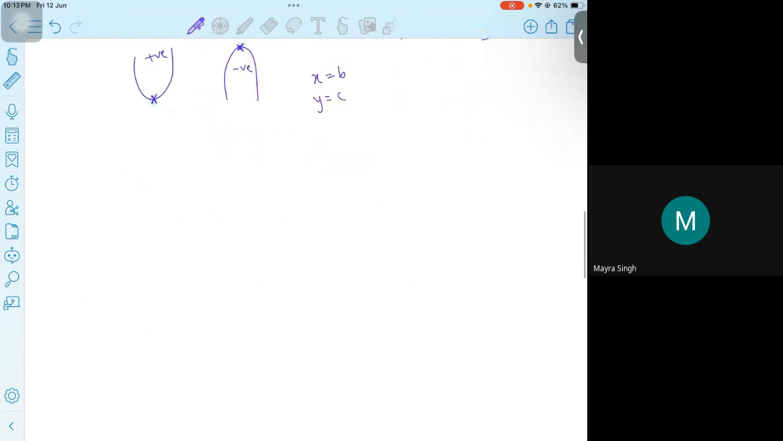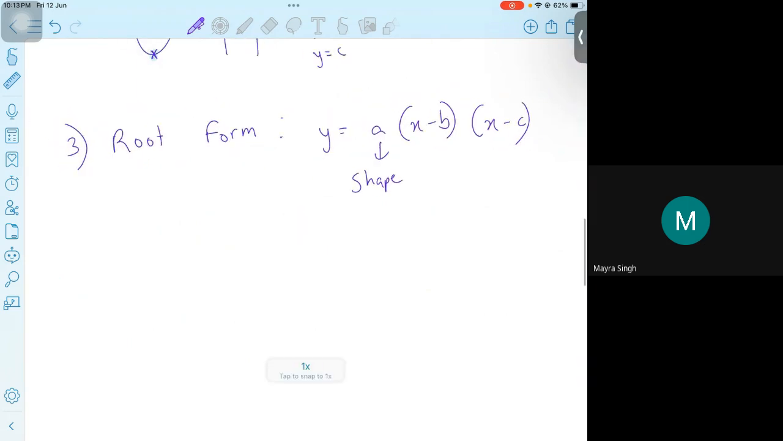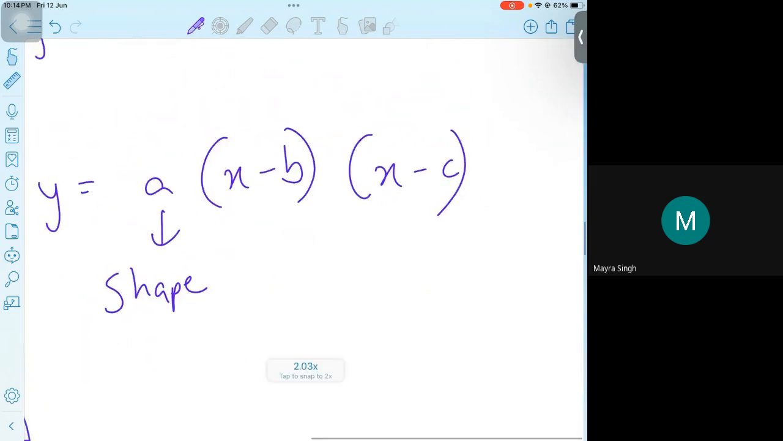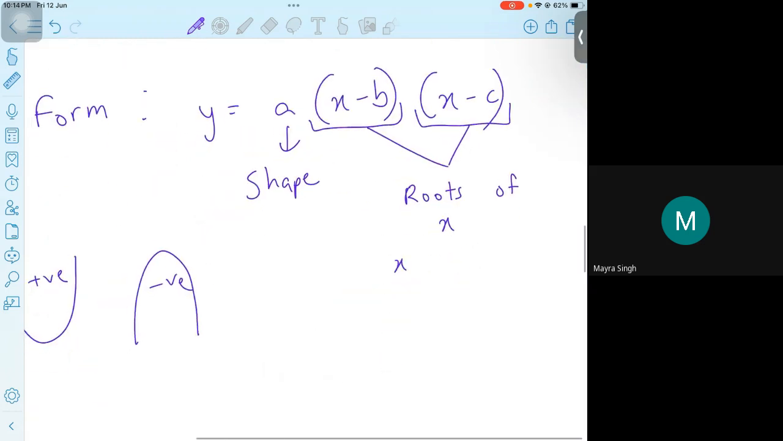And then for the third form, we have the root form. It goes like y is equal to a(x minus b)(x minus c), okay? Once again, this a is going to give me the shape: if a is positive, this is the shape. If a is negative, this is the shape. Secondly, this x minus b and this x minus c are going to give me the roots of x. In other words, they're the x-intercepts.